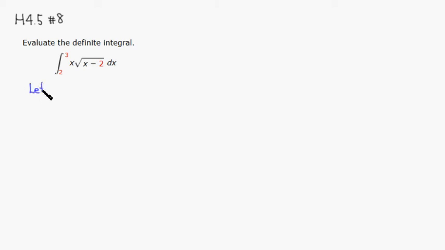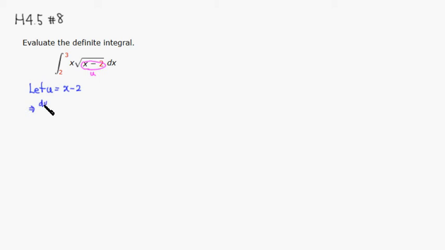Let u be the expression inside the square root. So this is the one we decided to call u, because it's better to have a simple expression inside the square root when it comes to finding the antiderivative. So, go through the usual drills.